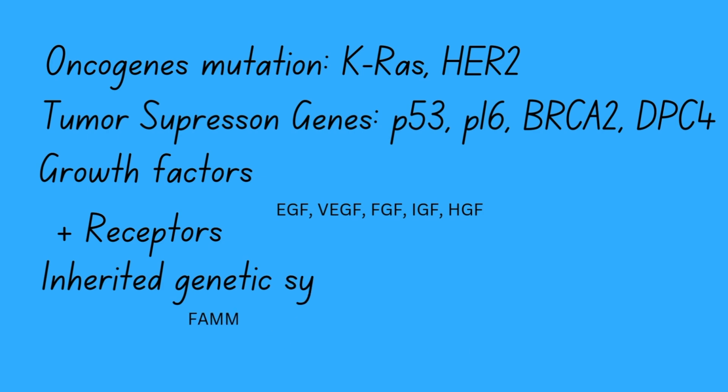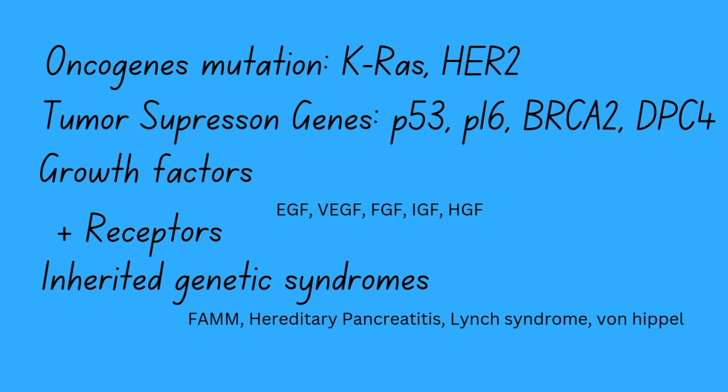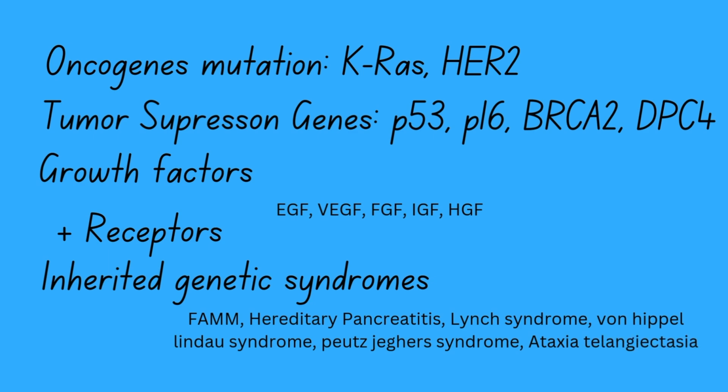10% of the pancreatic cancers are associated with inherited genetic syndromes like familial atypical multiple mole melanoma, and hereditary pancreatitis, which we mentioned in one of our last videos, that is associated with PRSS1 gene mutation. You can click on the right of your screen to see the full video and learn more about chronic pancreatitis. Moving on, Lynch syndrome, which is the hereditary non-polyposis colorectal cancer, von Hippel-Lindau syndrome, Peutz-Jeghers syndrome, and lastly, ataxia telangiectasia.